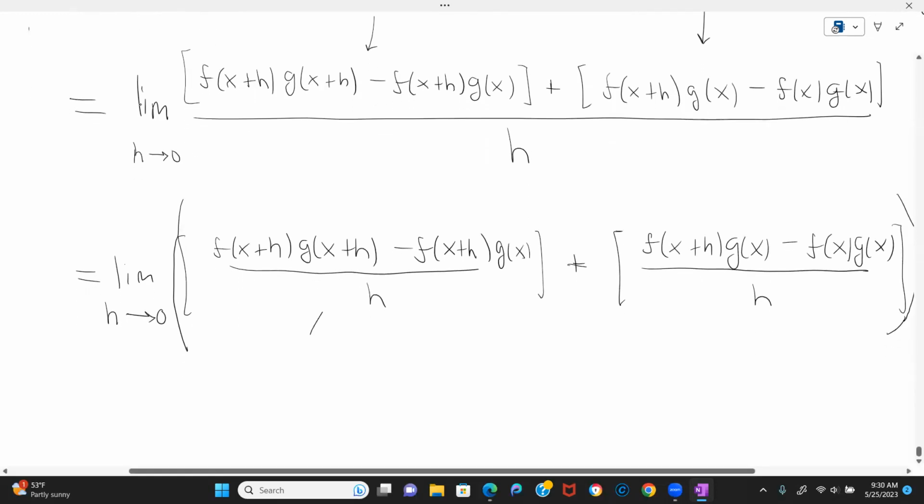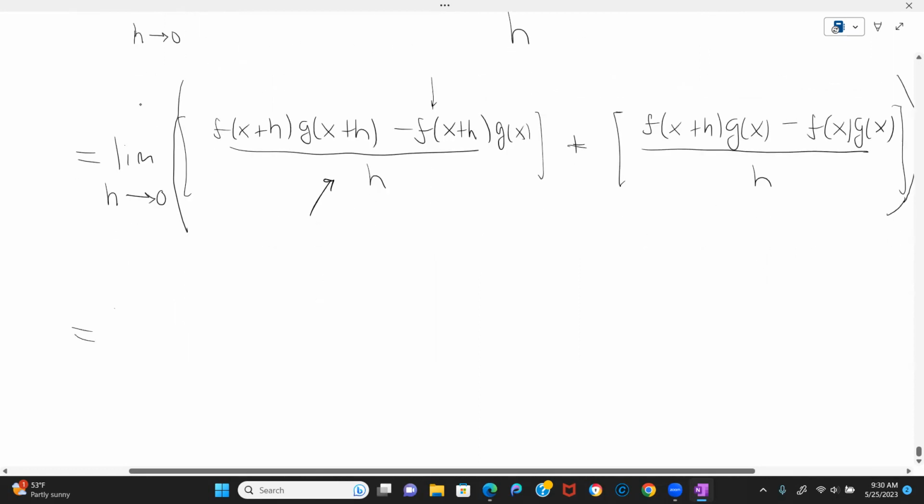All right, so in this first fraction, I have a common factor of f of x plus h, so I'm going to factor that out. And so when you do that, you get, so let's see, still, so it's going to be f of x plus h. I don't like that.